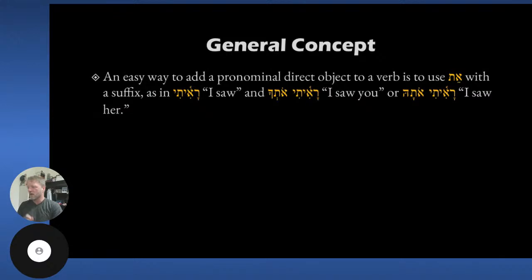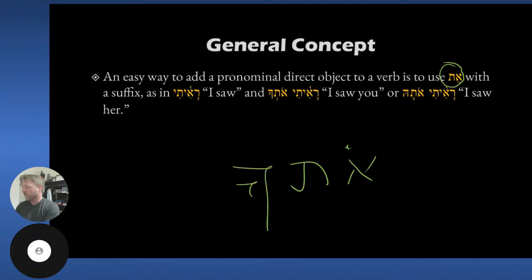Okay, so let's get into it. An easy way to add a pronominal direct object to a verb is to use et. So with et, again, we say et with me on it. You say oti. For you, I say otcha. For you, a woman, I say otach. For him, I say oto. For her, I say ota. This should be already something you know. Okay, otanu, and so on. So you can use et with the suffix.